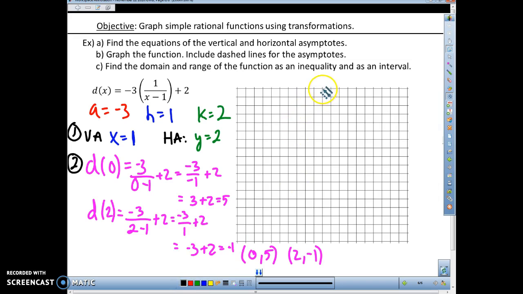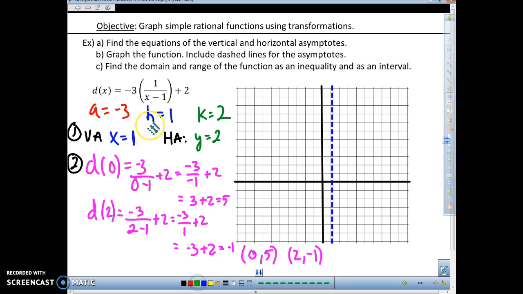Okay, so what I'm going to do next is graph my rational function. I'm going to plot my y-axis and my x-axis. Then I'm going to plot my vertical asymptote, which is x equals 1. So there's my vertical asymptote. Remember to use dashed lines for your asymptotes. And now I'm going to plot my horizontal asymptote, y equals 2.